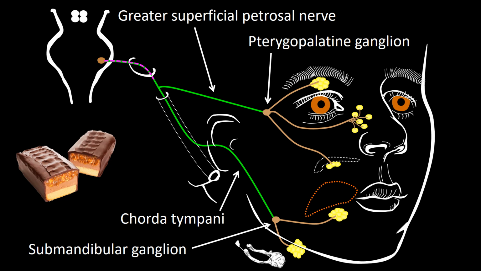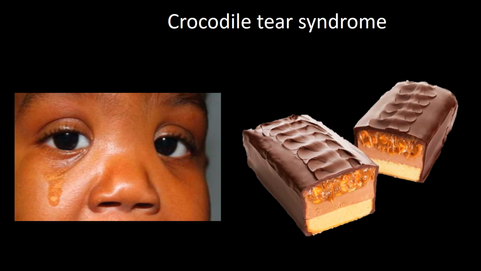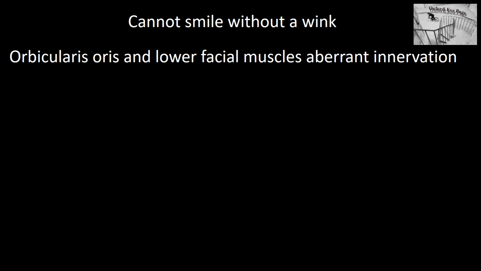the thought or the view of food and desire for it will produce not only increased salivation, but increased tearing. This is called crocodile tear syndrome. Another consequence of aberrant reinnervation is the cannot-smile-without-a-wink syndrome. In this syndrome, fibers meant to innervate the orbicularis oculi end up innervating the lower facial muscles and vice versa.